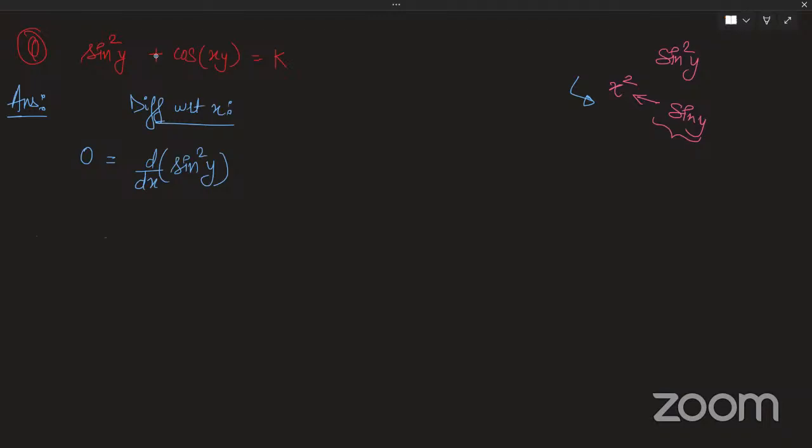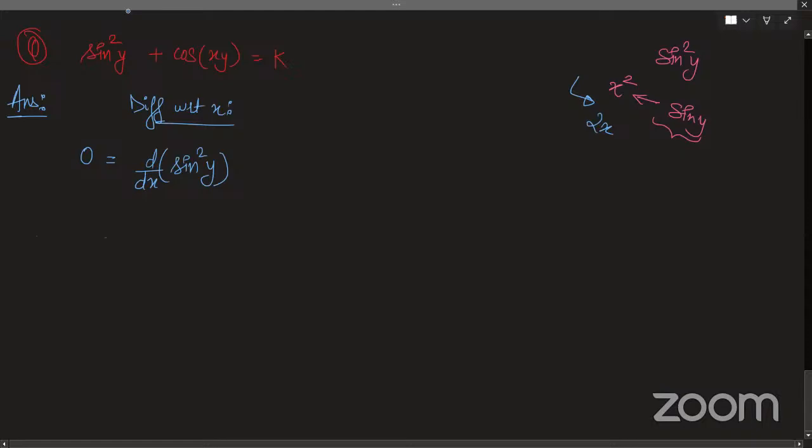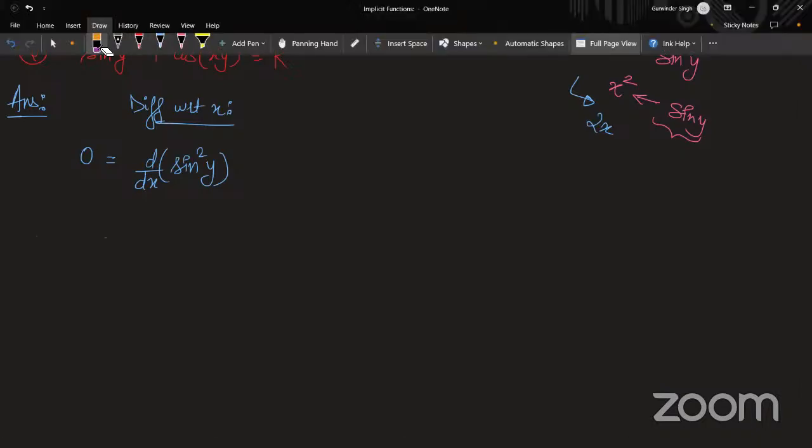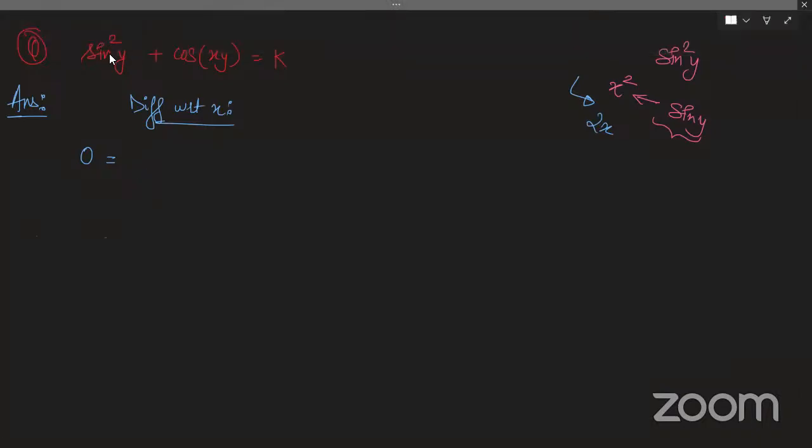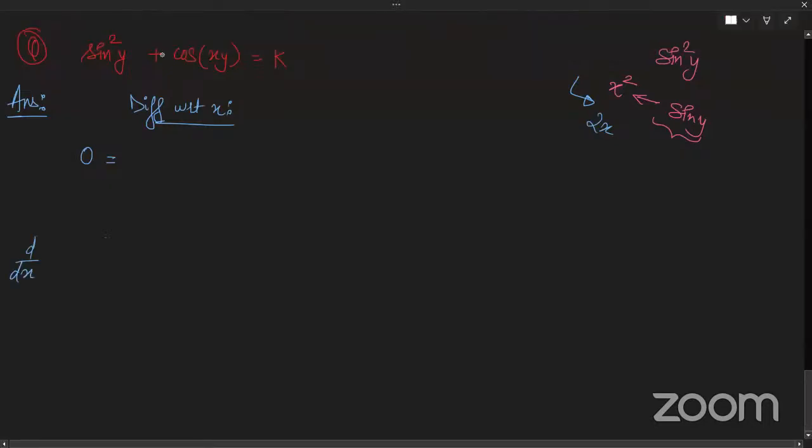How do you differentiate x squared? 2x, great. So what will be the first term that I write over here? 2x, sir. Are you sure? 2 sin y, sir. 2 into sine y, right?